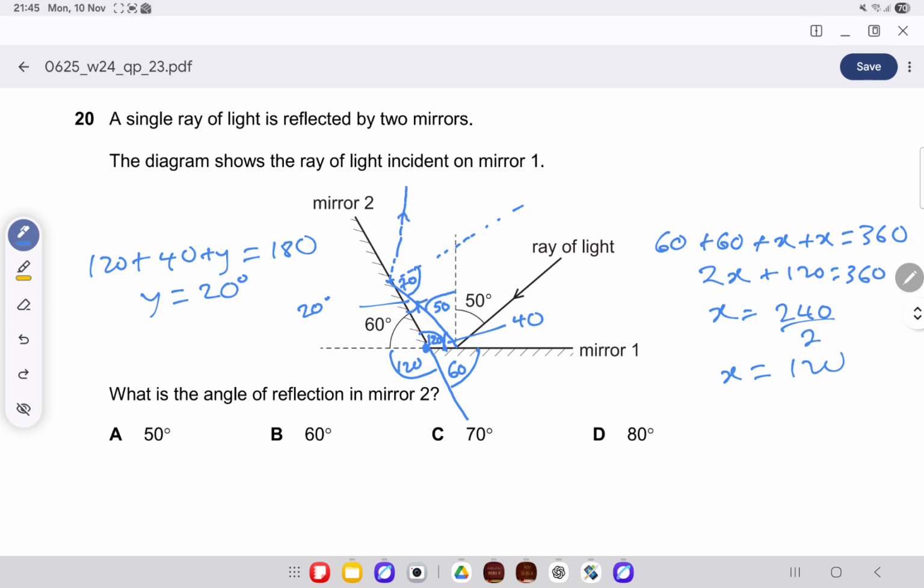And according to our laws of reflection, the angle of incidence must be equal to the angle of reflection. So if the angle of incidence for mirror 2 is 70 degrees, then the angle of reflection for mirror 2 will also be 70 degrees. So this is 70 degrees. Therefore your answer is C.